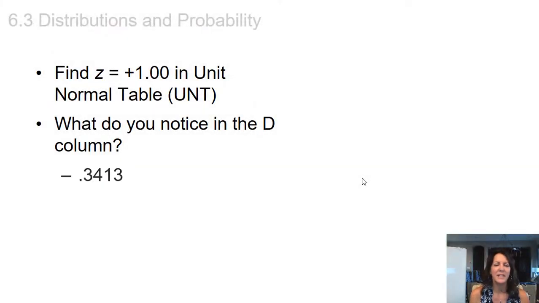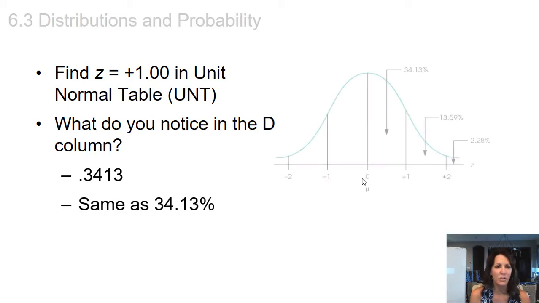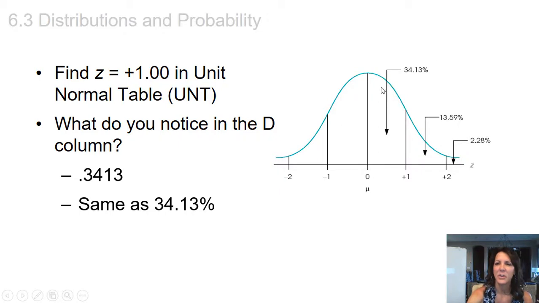So in the D column, we had 0.3413, which is the same as 34.13%. So right here. So that is how the z-score tells you exactly the percentages at different points. We used column D, which was between the mean and a z. So it's this area right here. All right, we're just getting started. Percolate on the unit normal table, think about it a little bit, and I'll see you at the next video.